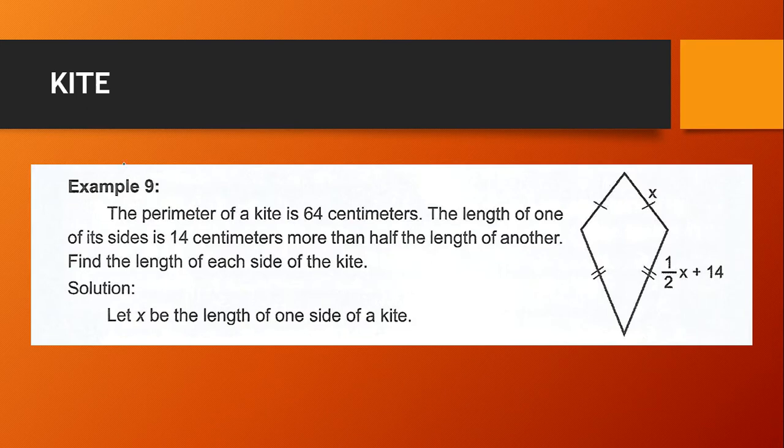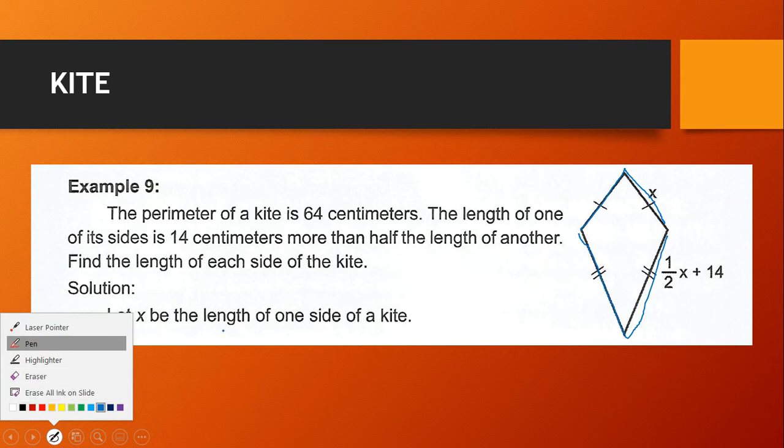Okay, so let's tackle example number 9. The perimeter of a kite is 64 centimeters. When you talk about the perimeter, it is the distance around the outside. This distance plus this distance plus this, then plus this, that equals the perimeter. The distances on the outside of the polygon, or of the kite to be specific, make up the perimeter.